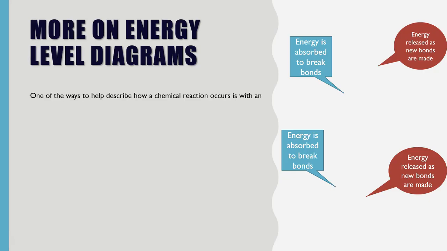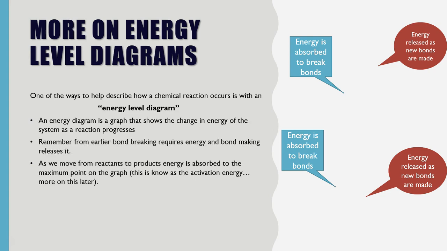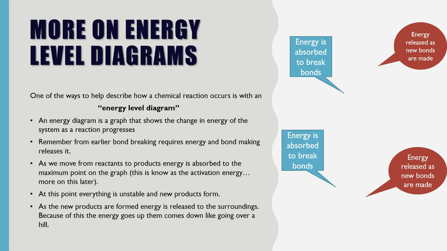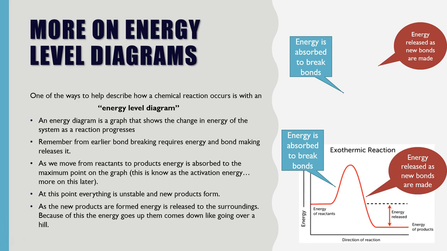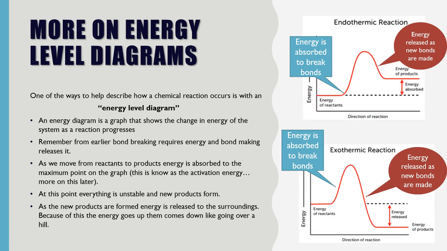Okay, so let's have a quick look, I know this video has been going for a little while already, at energy diagrams in a bit more detail. One of the ways to help describe energy reactions is using an energy level diagram, and we need to be able to sketch these and explain what they're showing us. An energy level diagram is essentially a graph that shows the change in energy of the system as the reaction progresses. Remember we said that the reactants had higher or lower energy than the products, and this determines if it was exothermic or endothermic.